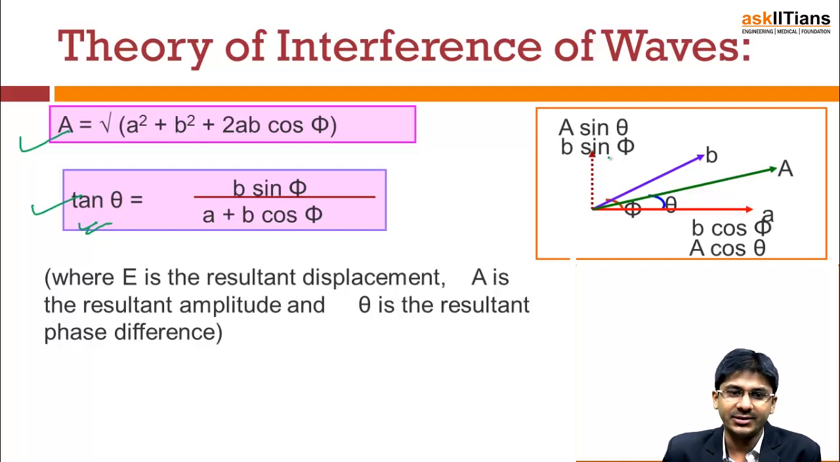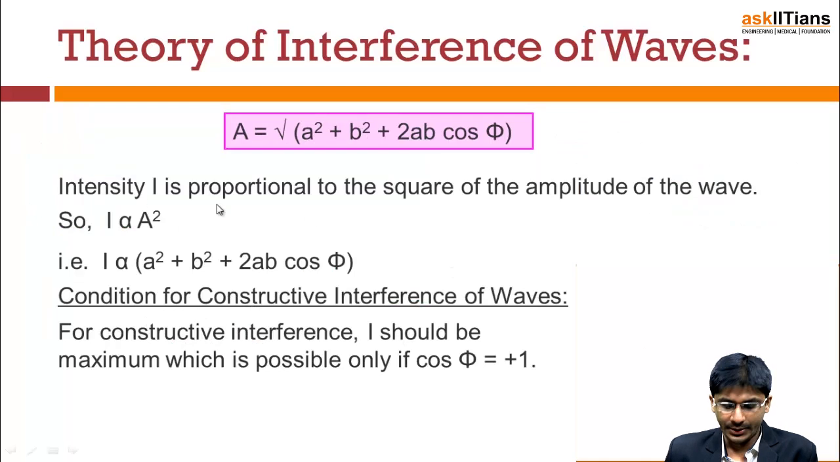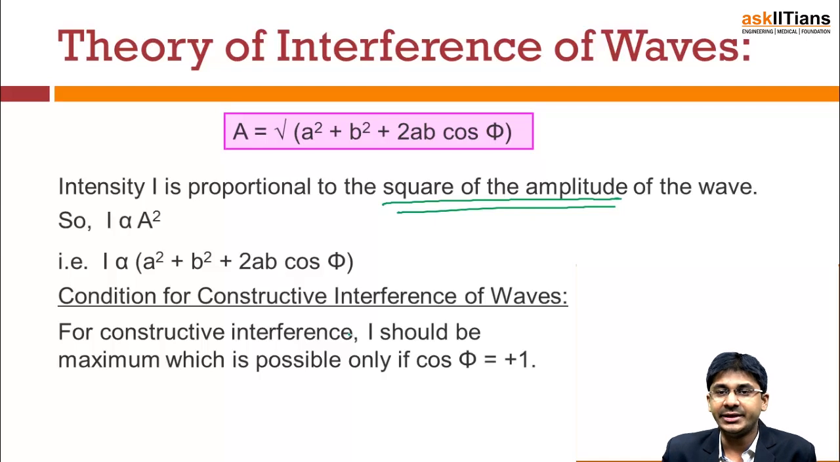Okay. Now having the different values of phi, A and B, you will get the resultant values. E is the resultant displacement of electric field. A is the resultant amplitude, and theta is the resultant phase difference. Now we have a quantity called intensity. It is actually proportional to the square of the amplitude. We'll be dealing with intensity in detail later on in our lecture.